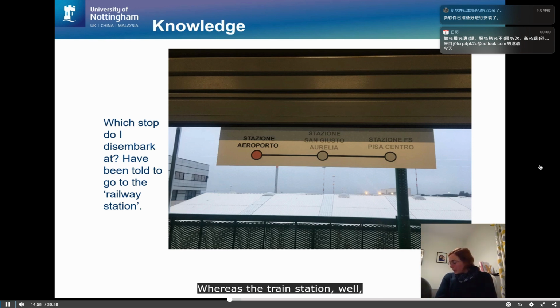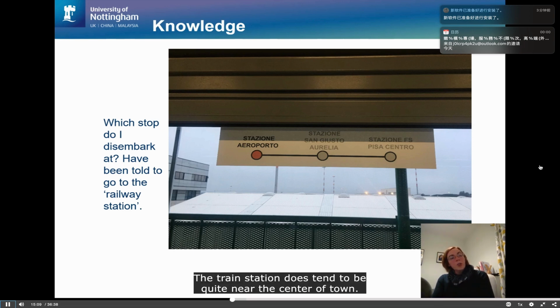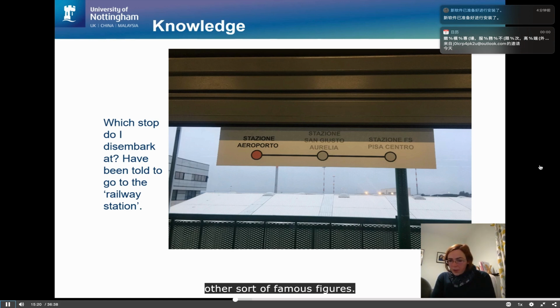Right, where's the train station? Well, I know that normally, particularly in Italy, and I've been to Italy a few times on holiday, the train station does tend to be quite near the centre of a town. But I also know that there are really often train stations that are named after saints or other famous figures. This seems to be something that is quite often the case in European settings. So the question then is, do I get off at Stazione San Giusto Aurelia or Stazione FS Pisa Centro?